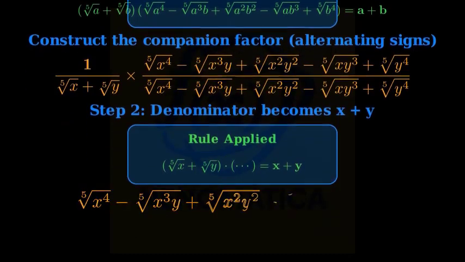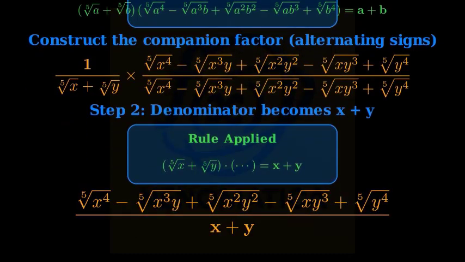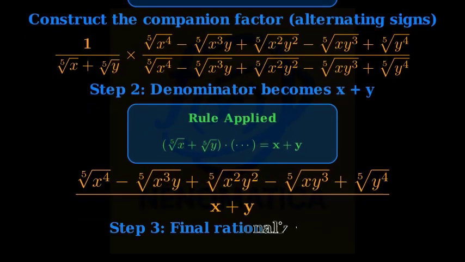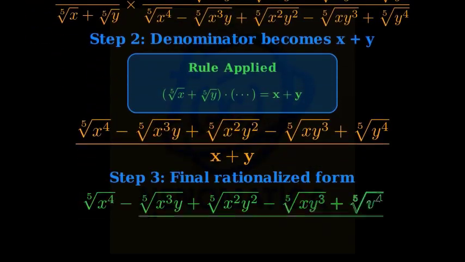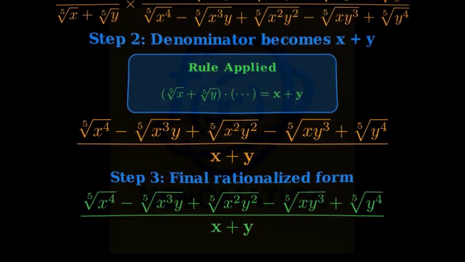Intuition. The 5 alternating terms mimic the expansion one would get if you symbolically multiplied to the 5th power. So all radical pieces cancel in the denominator, leaving a simple polynomial x plus y. The numerator stays as a neat alternating chain of terms.